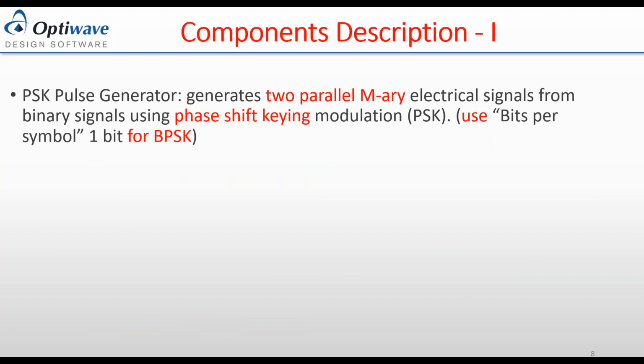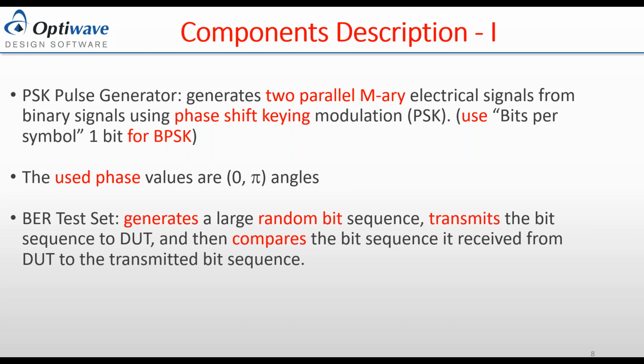Now, talking about the components we're going to use in this project, the first one is the phase shift keying pulse generator. The component has two outputs, which are used for M-ary or other types of modulation schemes, so two parallel M-ary electrical signals. In our case, we're going to use only one of them, because we're using binary PSK. So we have 2 bits, 0 and 1, and these bits will have phases 0 and pi.